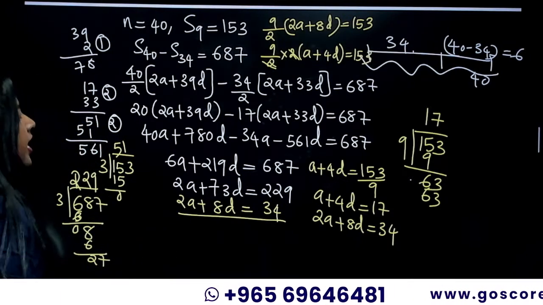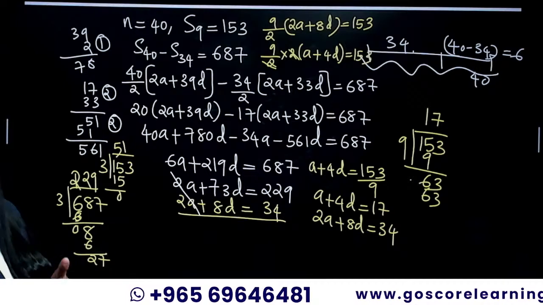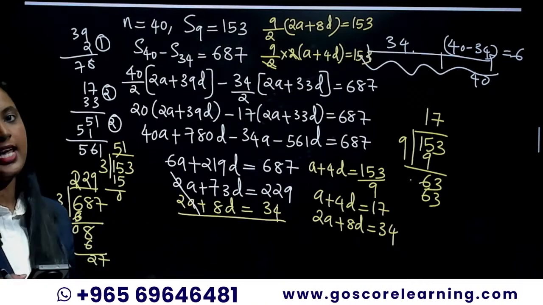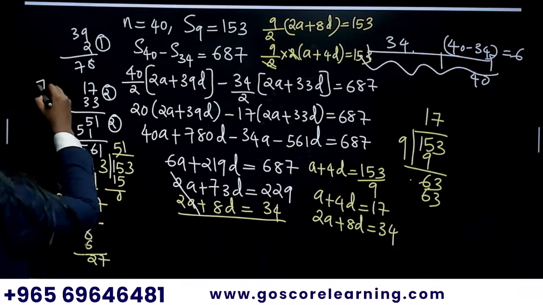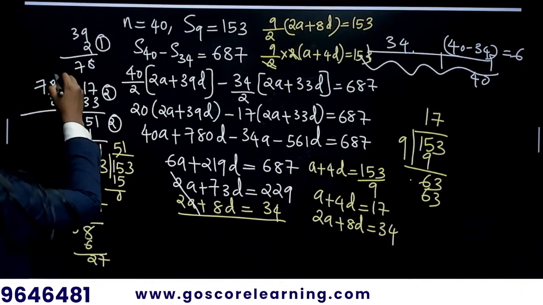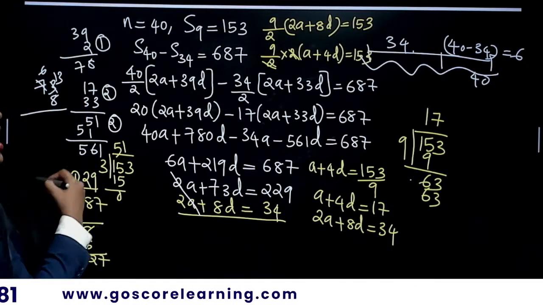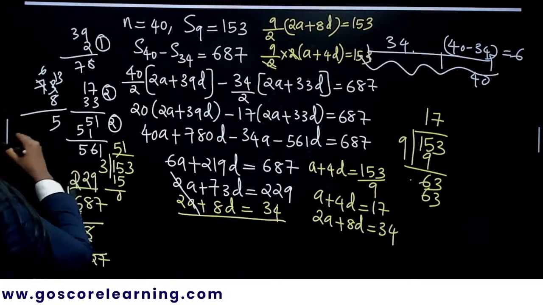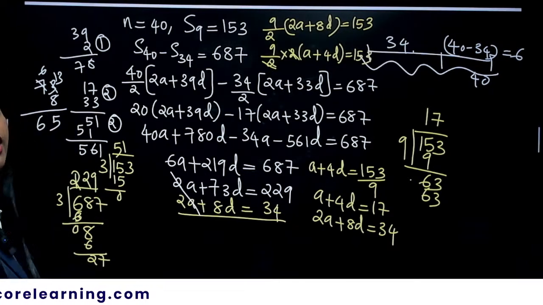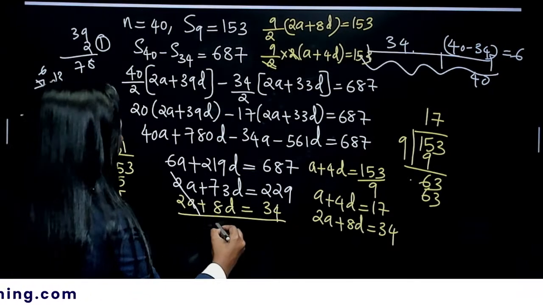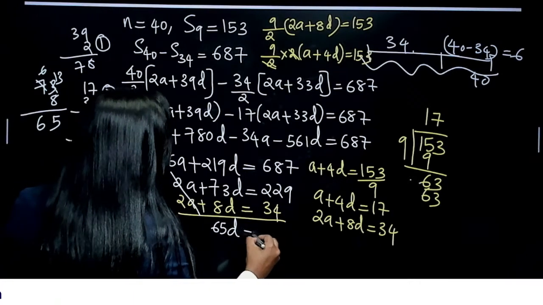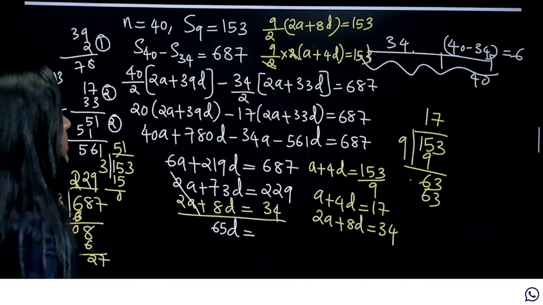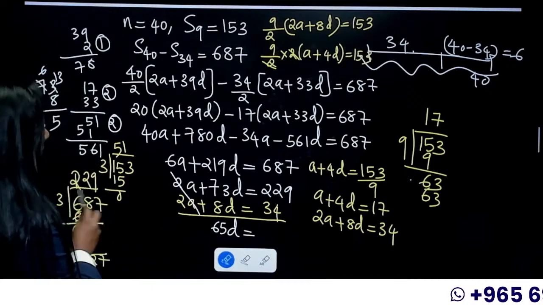So now 2a and 2a will get cancelled, right? And now what we have, 73 minus 8. Okay, 73 minus 8 we have to do. And that will be like 13. And here it will be 6. Okay, and it is going to be 5 here. And it is going to be 6 here. Okay, so 65. Is it going to be plus or minus? It is going to be plus. So 65D is going to be 229 minus 34.